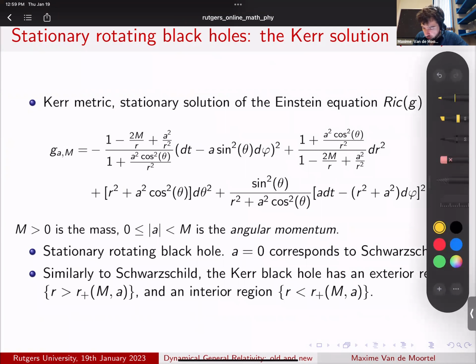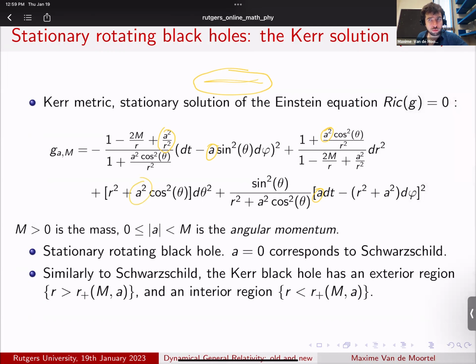So there is an extra term that involves a. You have this bunch of a's everywhere. So it's not spherical anymore. It's a sort of elongated sphere, kind of ovoid shape. And a is the angular momentum. So a equals 0 corresponds to Schwarzschild. And like Schwarzschild, it has an event horizon, which is r equals a constant. It's not 2m, but some constant depending on m and a. If r is greater than this, it's the exterior. If r is less than this, it's the interior. And again, if you cross the event horizon, nothing funny happens to you.